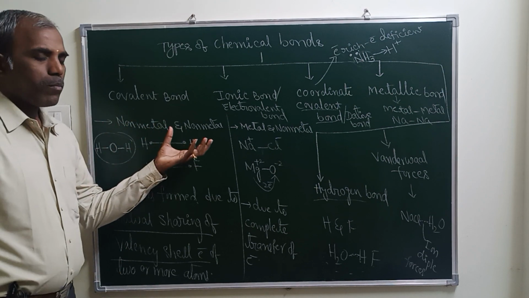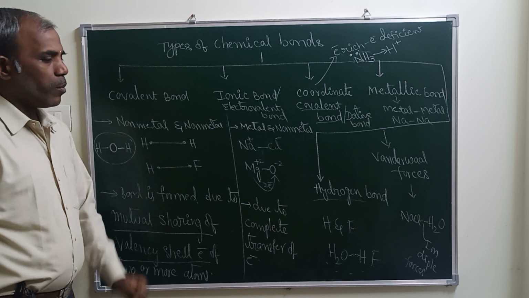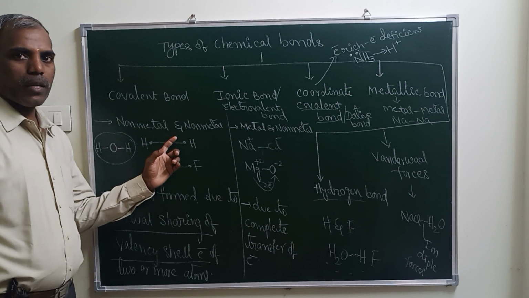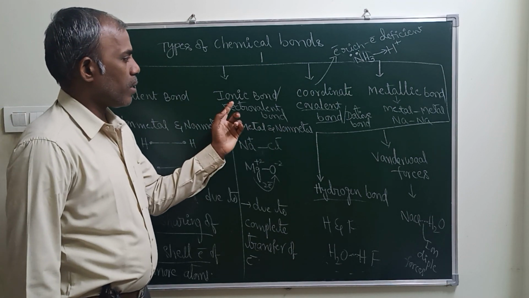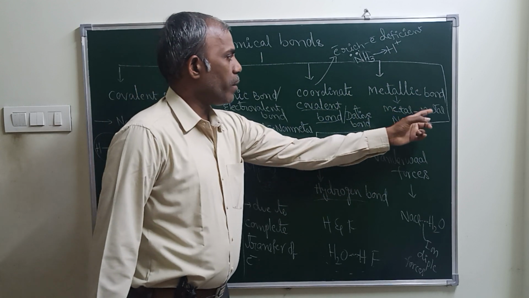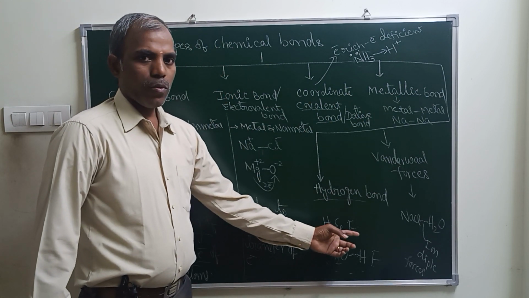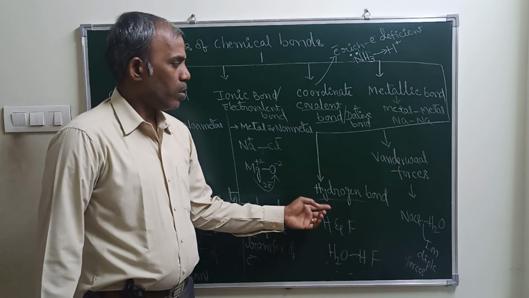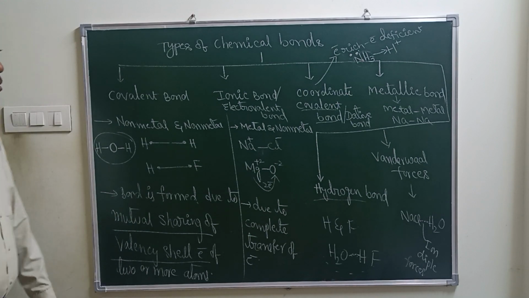So just based on the nature of the element, one can figure out the nature of the bond. Non-metal, non-metal, covalent. Metal, non-metal, ionic. Electron rich, electron deficient, coordinate. Metal, metal, metallic bond. Hydrogen with a more electronegative element, hydrogen bond. Van der Waals forces between the molecules. Right?